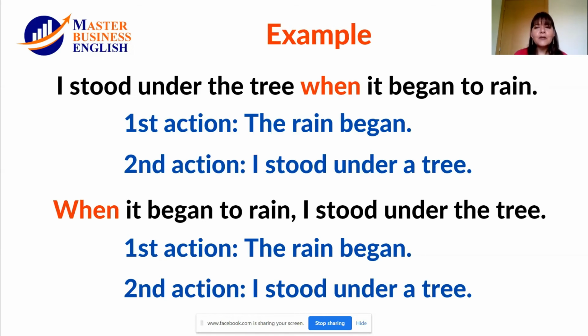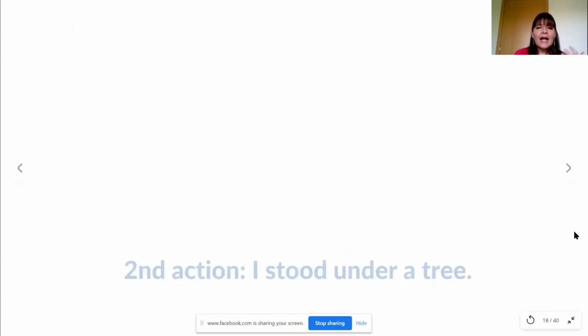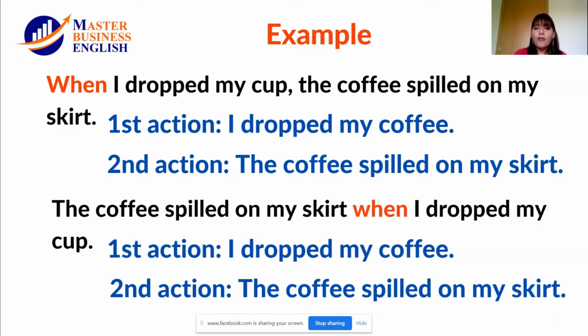Excellent. I hope this example helps you understand it better. But just in case, let's see another example. When I dropped my coffee, the coffee spilled on my skirt. The first action certainly is I dropped my coffee, because I needed to drop it, and after, of course, the coffee spilled on my skirt. So the second action is the coffee spilled on my skirt. So here we have used when at the beginning of a sentence. So we say when with the first action. When I dropped my cup, comma, don't forget the comma, the coffee spilled on my skirt.